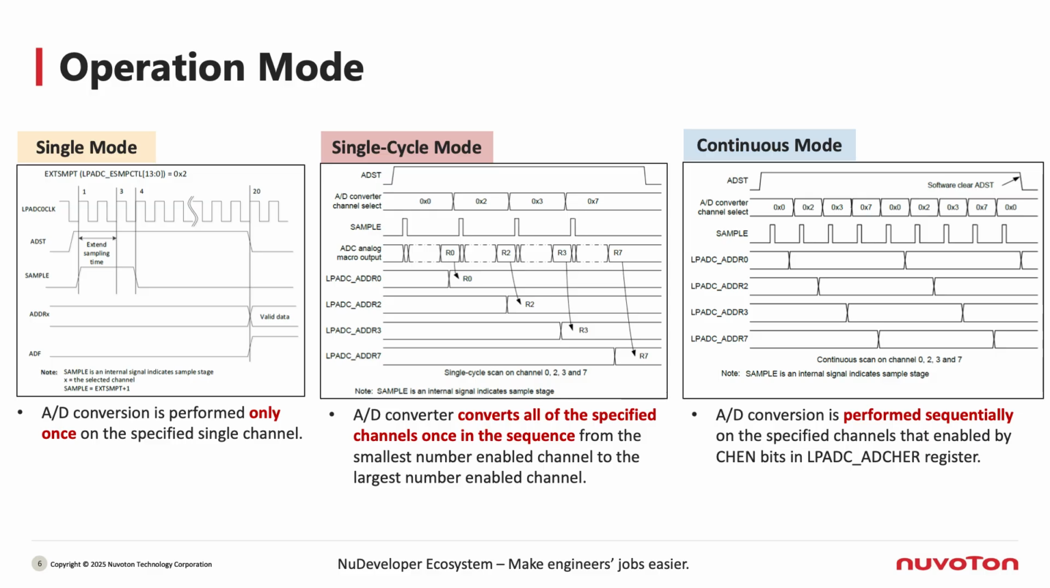When selecting ADC input channels, the low power ADC offers 3 operation modes. Single mode. One trigger performs a single ADC conversion, producing data for one input channel. Single cycle mode. One trigger performs ADC conversions for the specified channels in one cycle, producing data for multiple input channels. Continuous mode. One trigger allows the ADC to continuously convert the specified channel until the program stops the ADC. These modes give flexibility depending on whether you need single-shot, multi-channel, or continuous sampling.